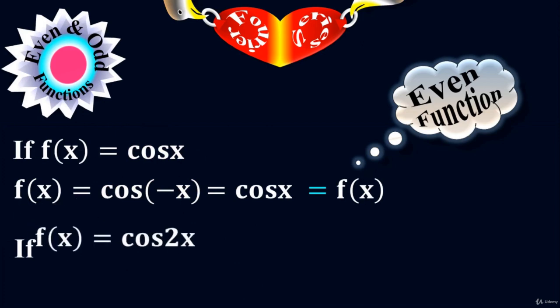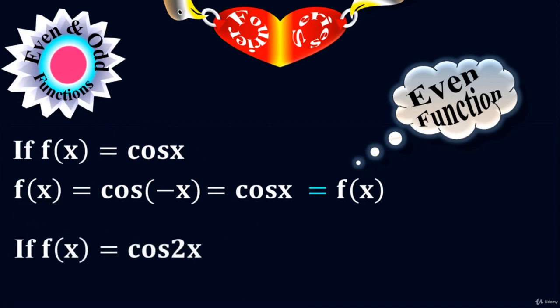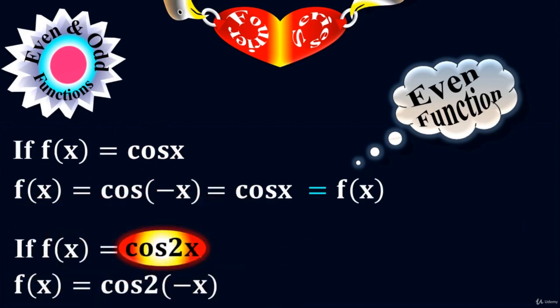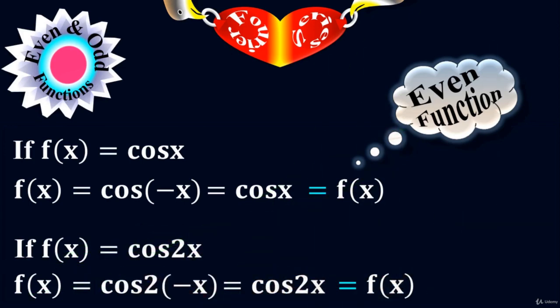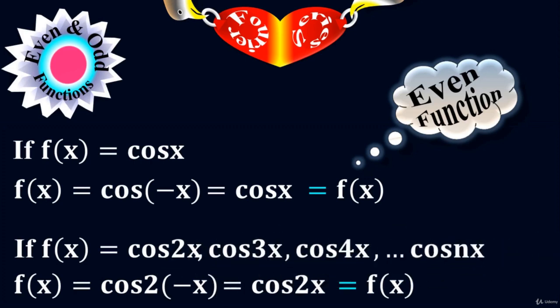Similarly, if f of x equals cos 2x, and I multiply the variable x by minus, it equals plus cos 2x, which equals my original function f of x. I multiplied the variable x by minus, where according to the rule it equals cos 2x. So cos 2x is also an even function, and so is cos 3x, cos 4x, and so on. These all are even functions.